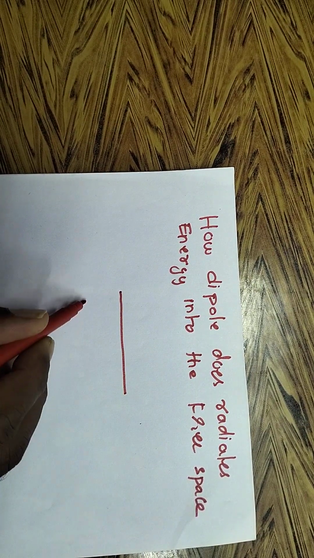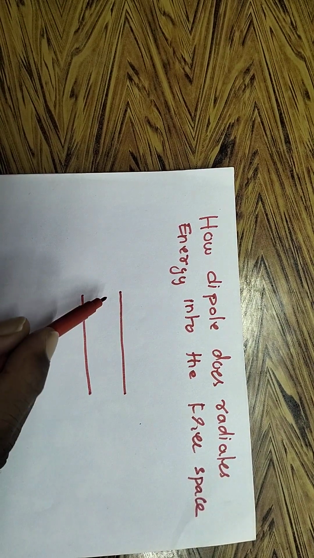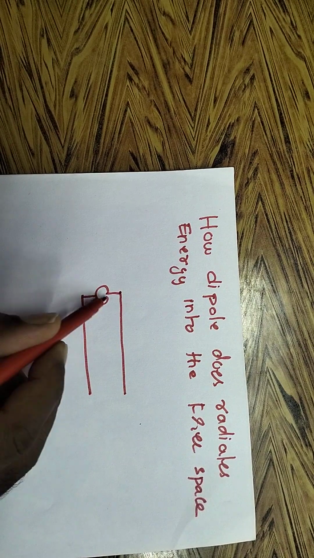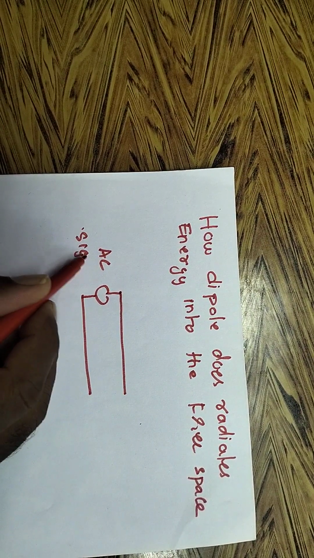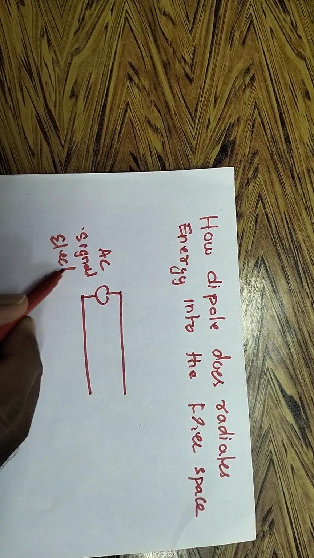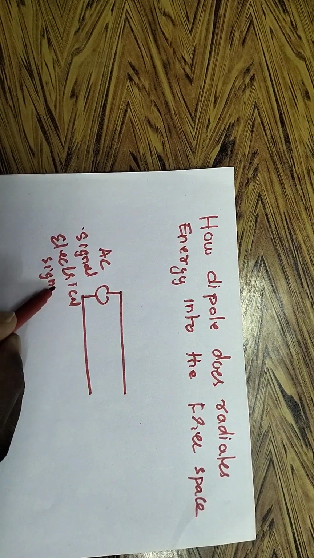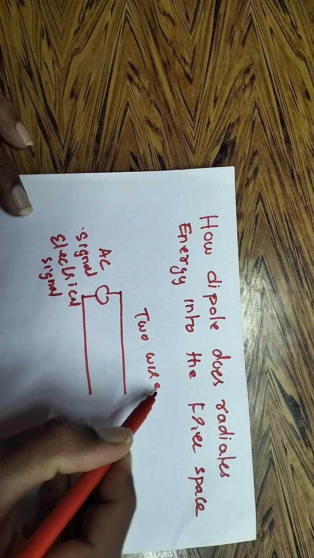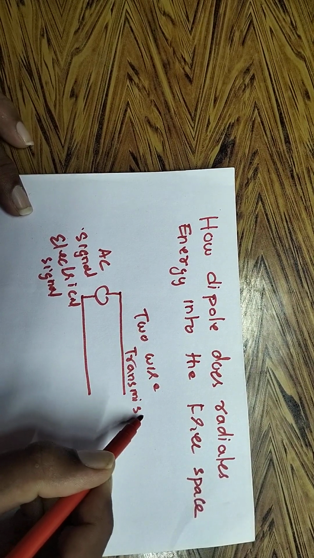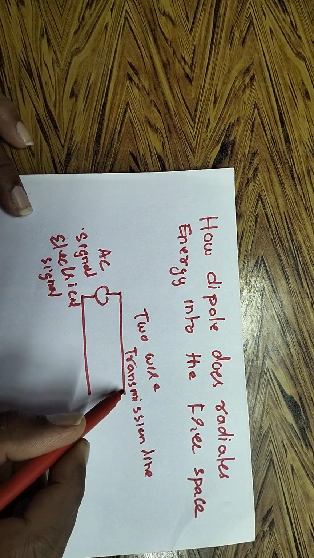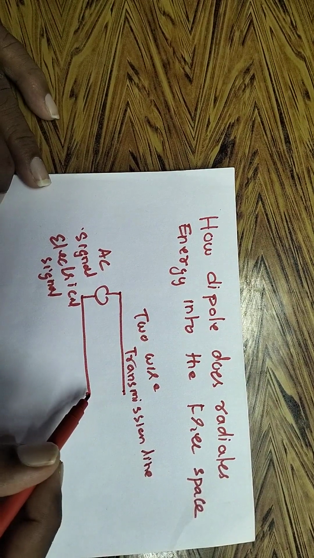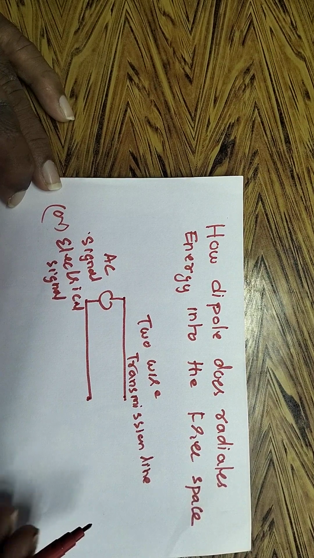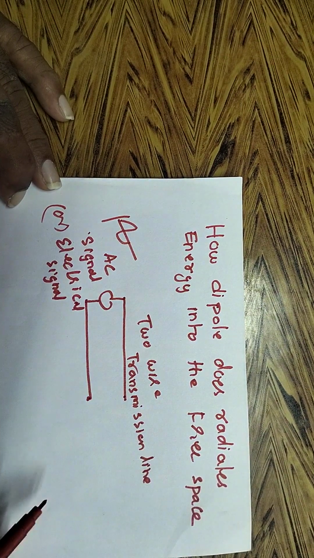just take a linear two-wire transmission line, with both lines placed parallel, and between these two conductors we apply an AC signal, that is, you can say an electrical signal. These two conductors form the two-wire transmission line. The signal, as you know very well, is a sinusoidal signal.